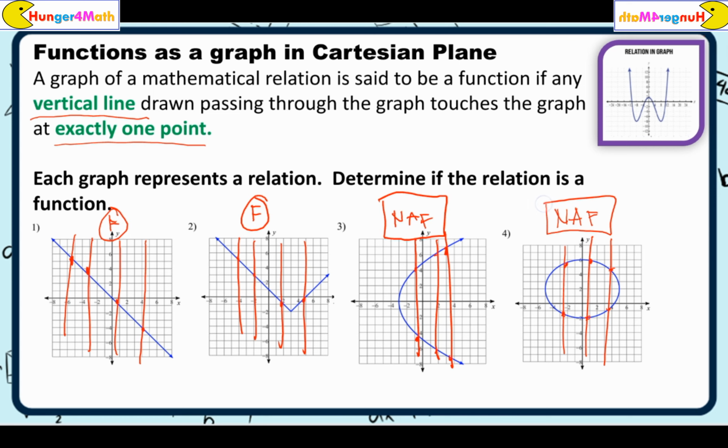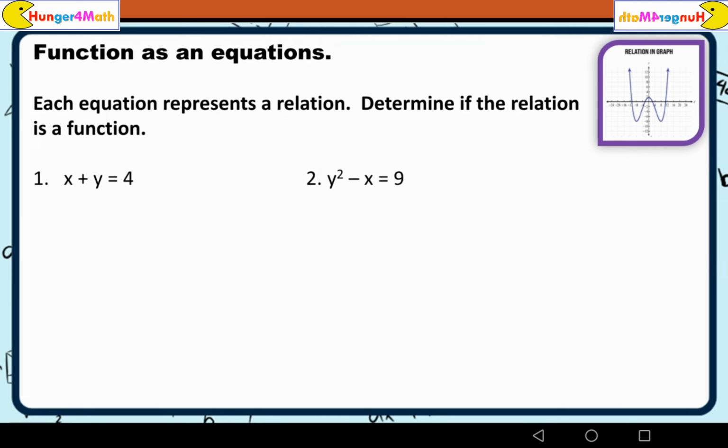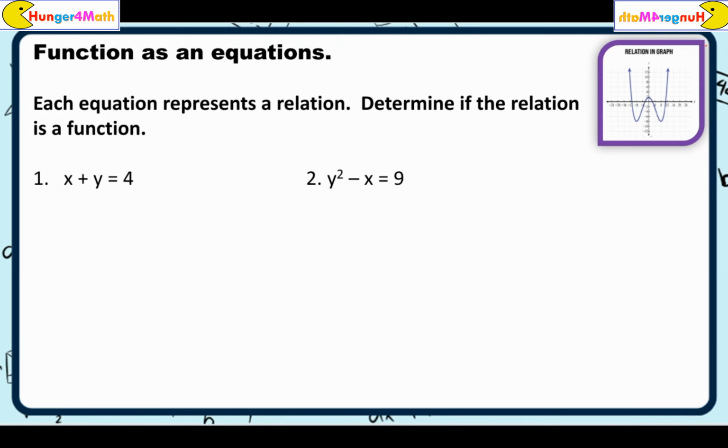So that's how we're going to determine if the relation is a function by graph. If the vertical line touches the graph once, then it is a function. If it touches twice, then it is not a function. Next, function as an equation. Each equation represents a relation. Determine if the relation is a function.